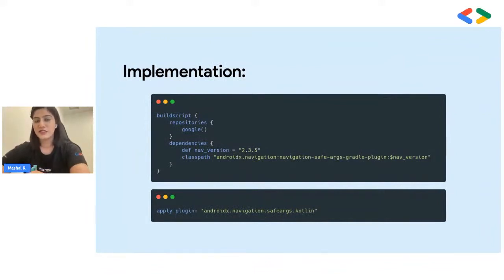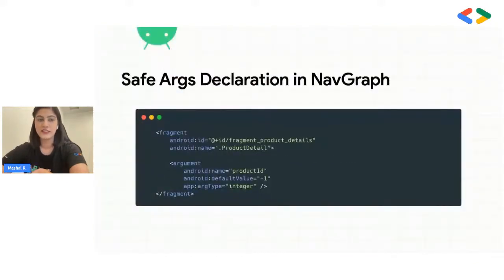Adding these dependencies will help create direction classes for any destinations that have actions and argument classes for destinations with arguments. So when declaring the safe arguments in NavGraph, here's how it's done.